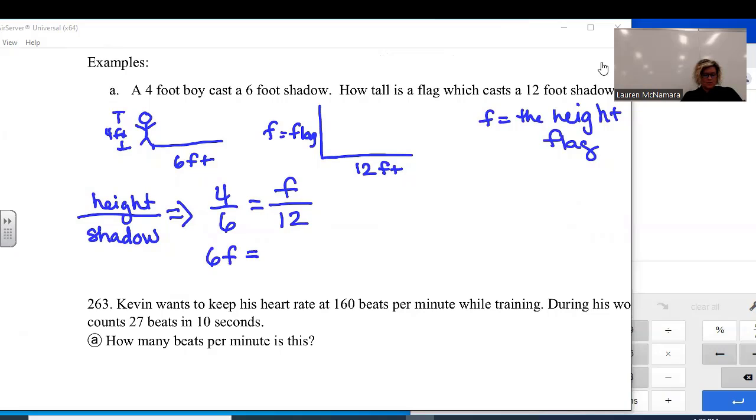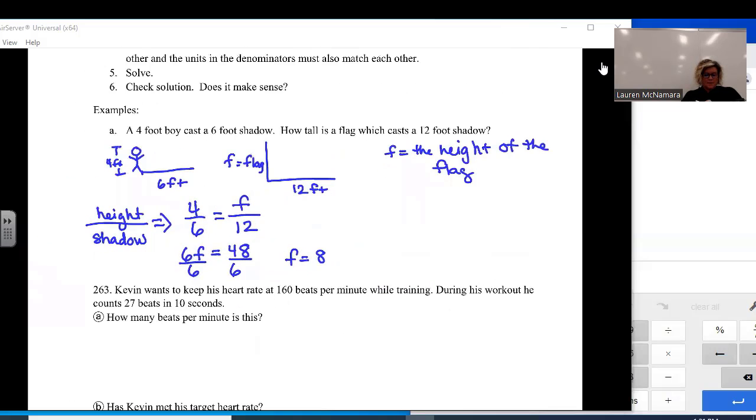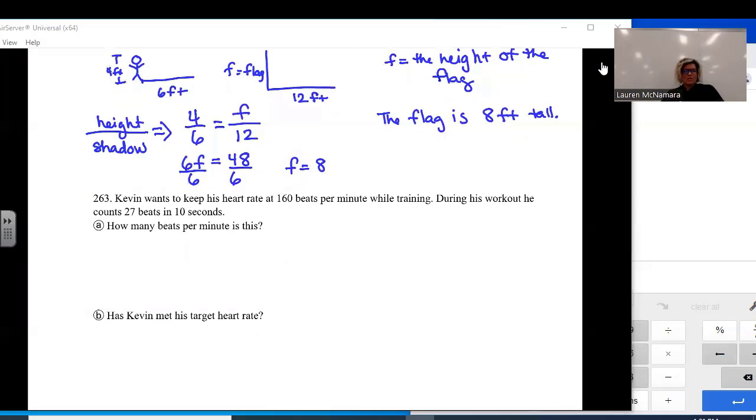6F is equal to 4 times 12. So 4 times 12 is 48. Divide both sides by 6. F is then equal to 8. So that means the flag is 8 feet tall. There's my answer. All right, let's look at the next question.